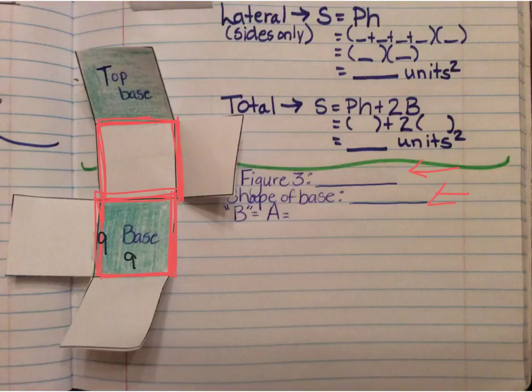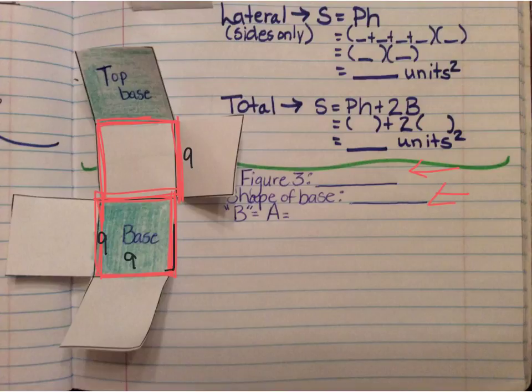The base is going to be 9. The width is going to be 9. This is going to be 9 since it's a cube. All of the measurements are the same. You need to make sure to fill out figure 3, the name of it, which is a cube, the shape of the base, which is a square, and you're going to have to find the area of the base.